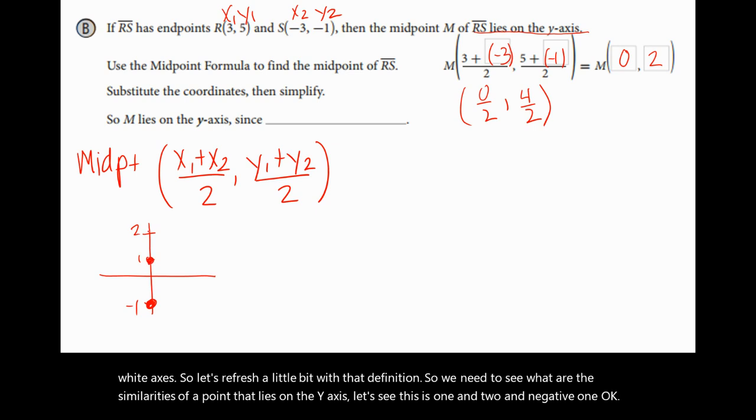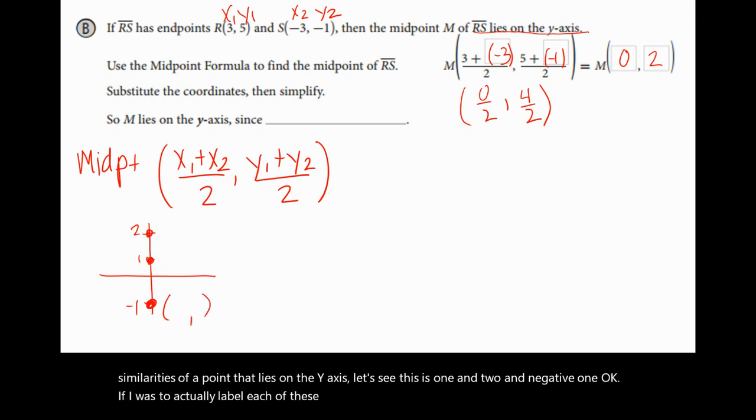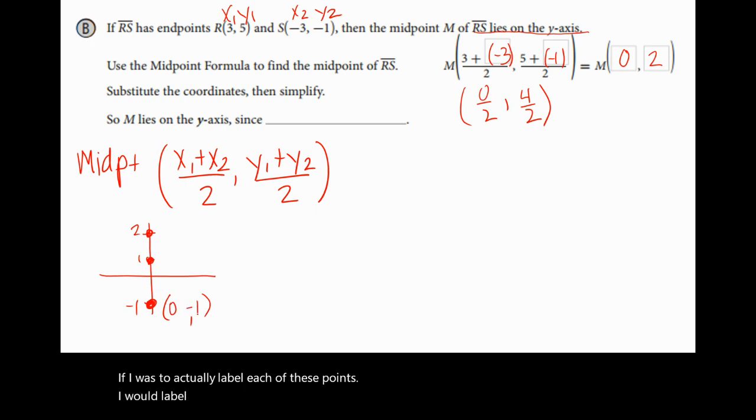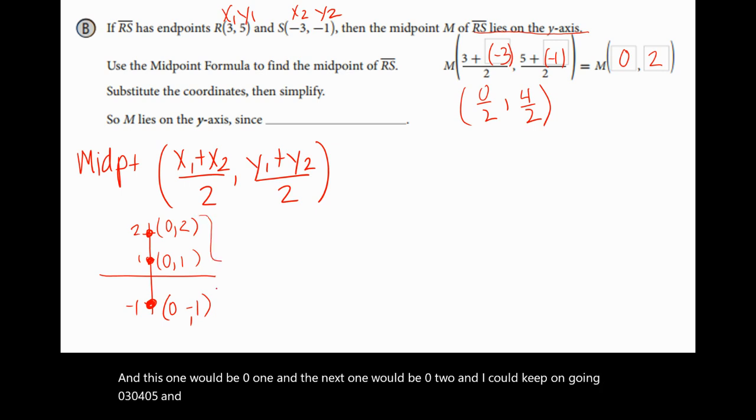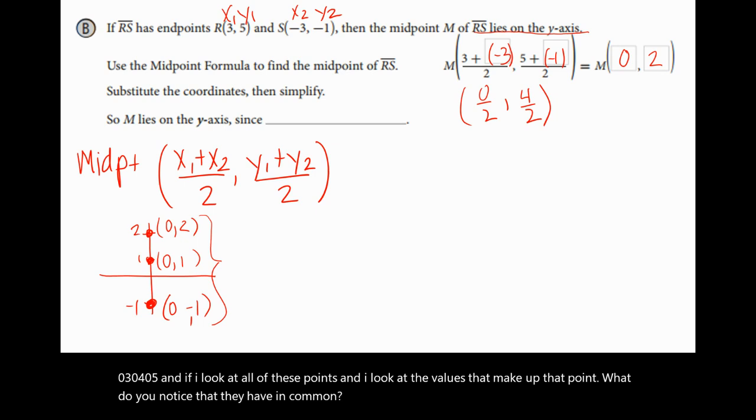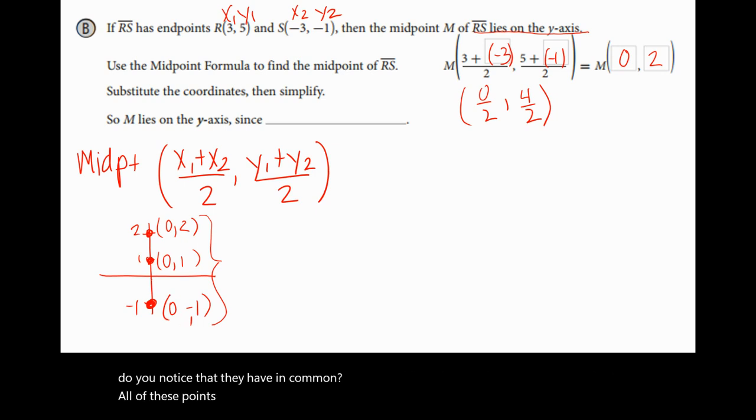If I was to actually label each of these points, I would label this point as 0, negative 1, right? And this one would be 0, 1. And the next one would be 0, 2. And I could keep on going, 0, 3, 0, 4, 0, 5. And if I look at all of these points and I look at the values that make up that point, what do you notice that they have in common? All of these points have their x value as 0. So when you have something that falls on the y-axis, then your x is going to be equal to 0.